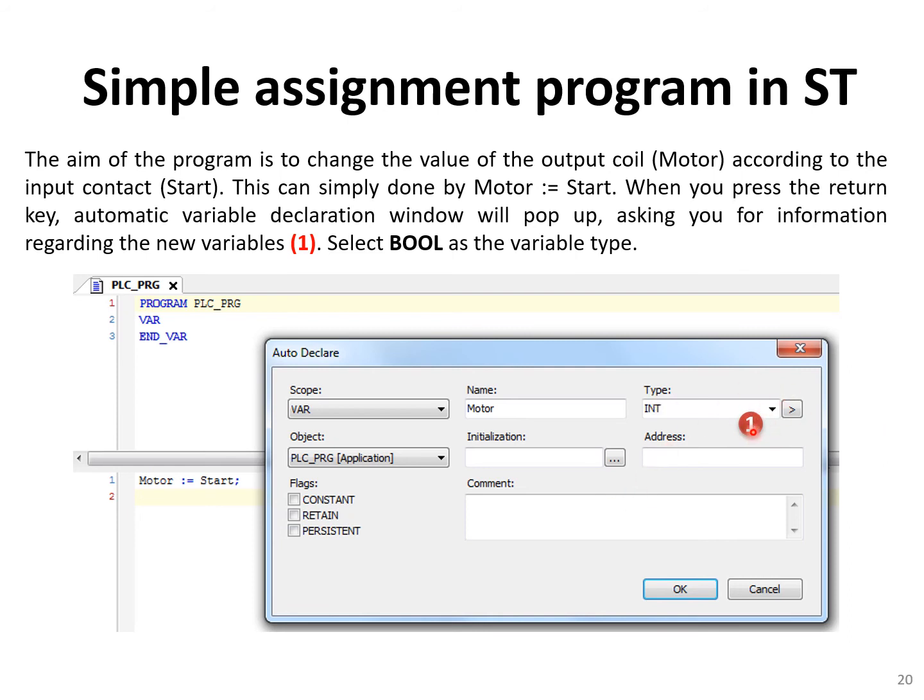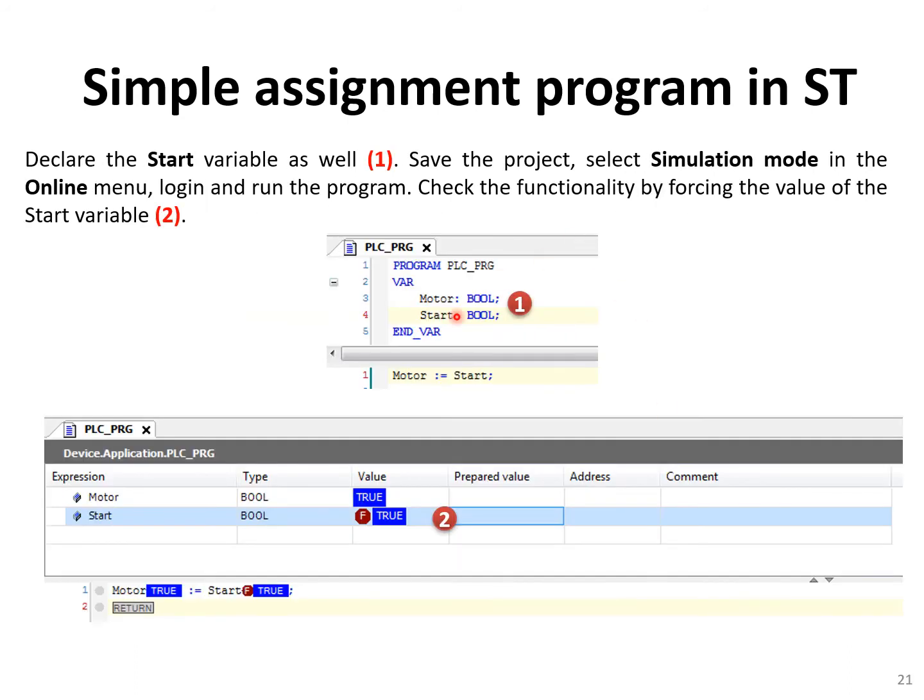Here, select Boolean as the variable type. Once we do so, this auto declaration window will pop up, and we need to define them. We want to have motor and start both as Boolean variables, like contacts and coils. Here you see the declared value. So declare the start variable as well.